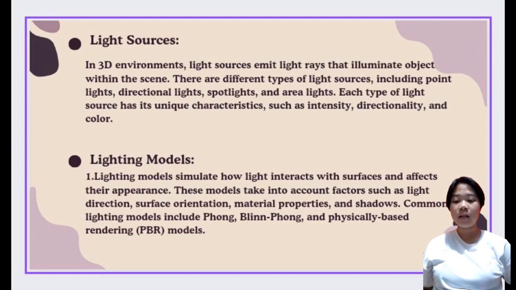Light sources. In 3D environments, light sources emit light rays that illuminate objects within the scene. There are different types of light sources, including point lights, directional lights, spotlights, and area lights. Each type of light source has its unique characteristics, such as intensity, directionality, and color.